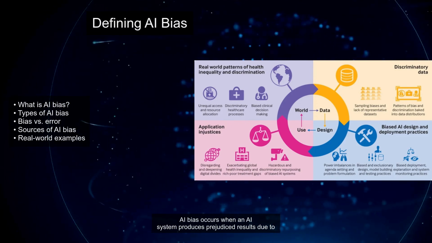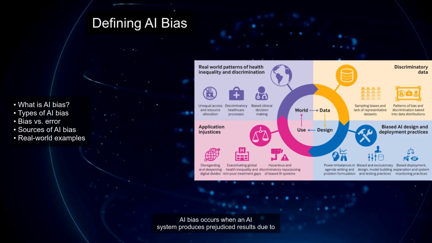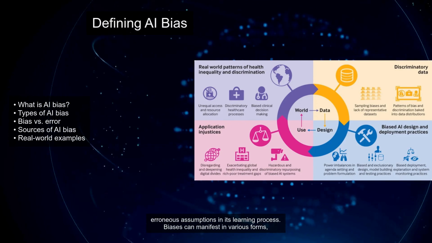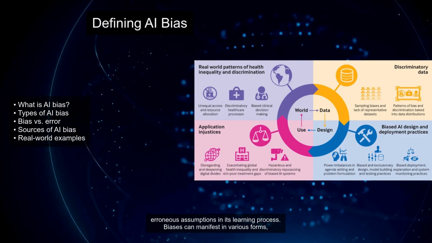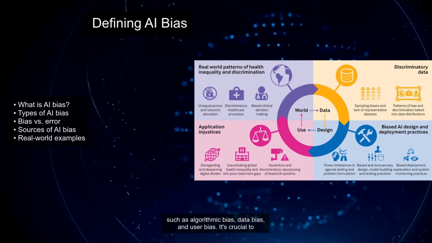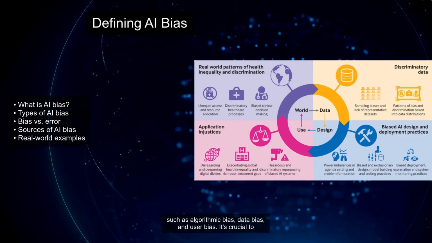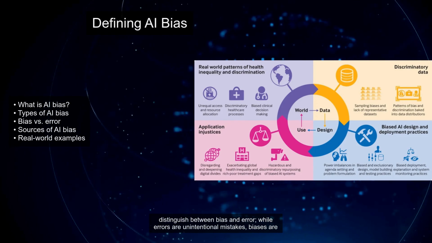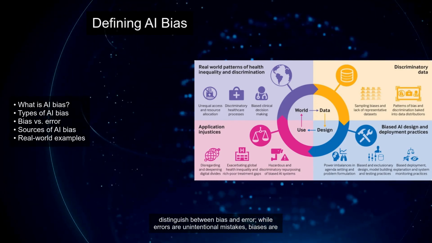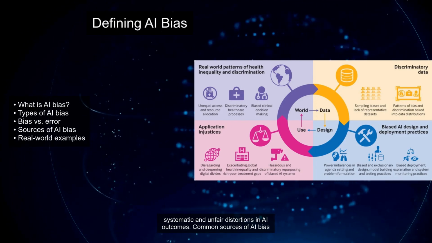AI bias occurs when an AI system produces prejudiced results due to erroneous assumptions in its learning process. Biases can manifest in various forms, such as algorithmic bias, data bias, and user bias. It's crucial to distinguish between bias and error. While errors are unintentional mistakes, biases are systematic and unfair distortions in AI outcomes.